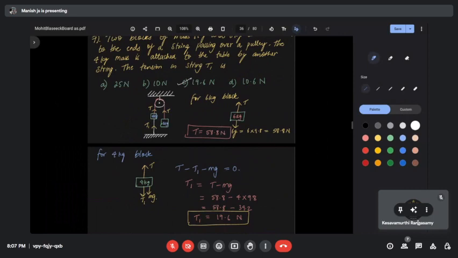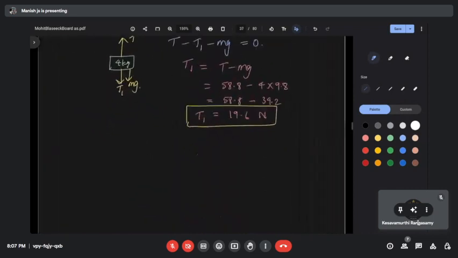Yes, sir. Okay, so move on to the next one. The next question, we'll see one based on the inclined plane also. Here comes the next question.